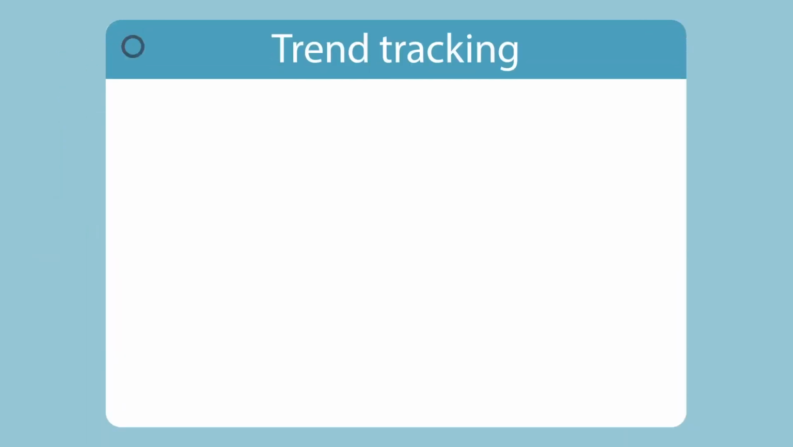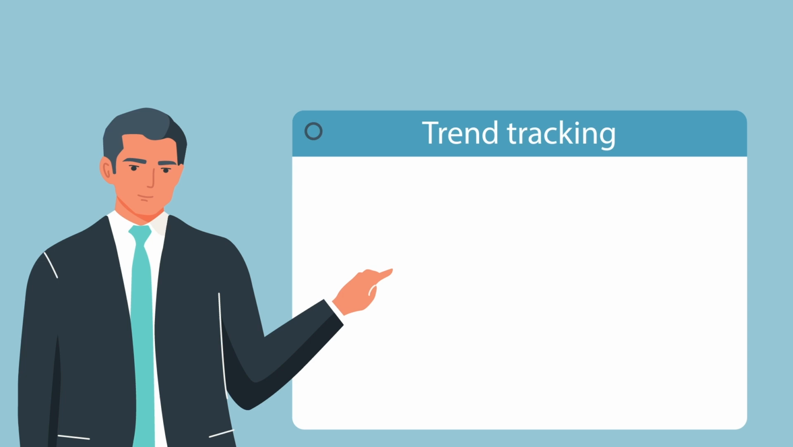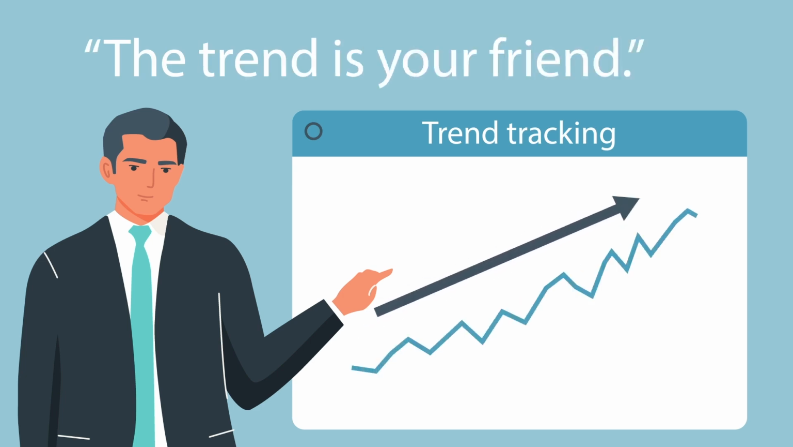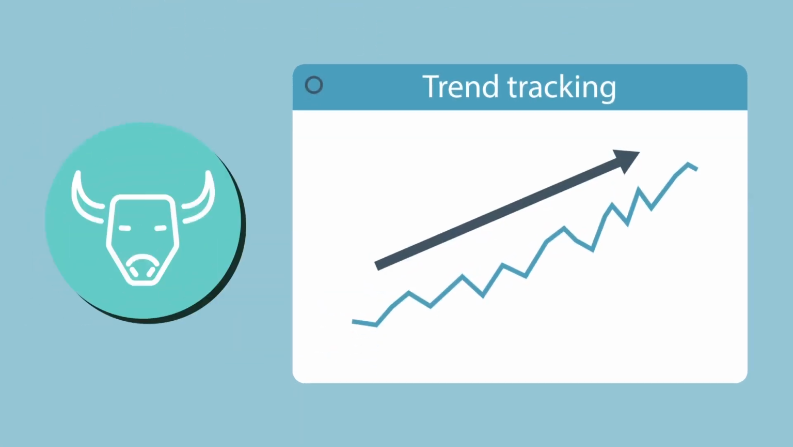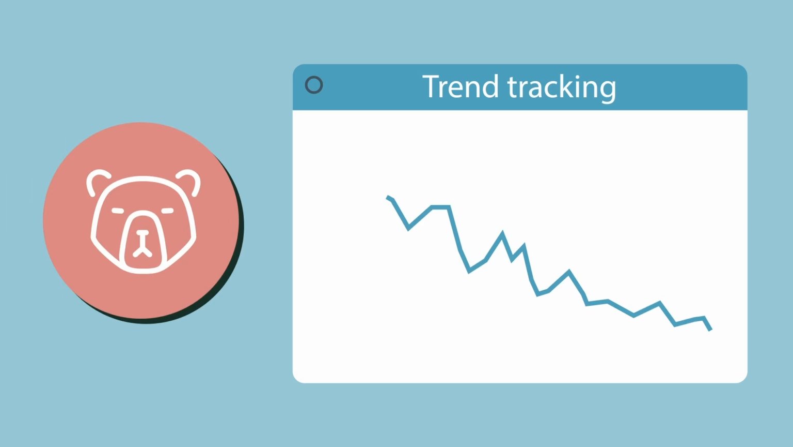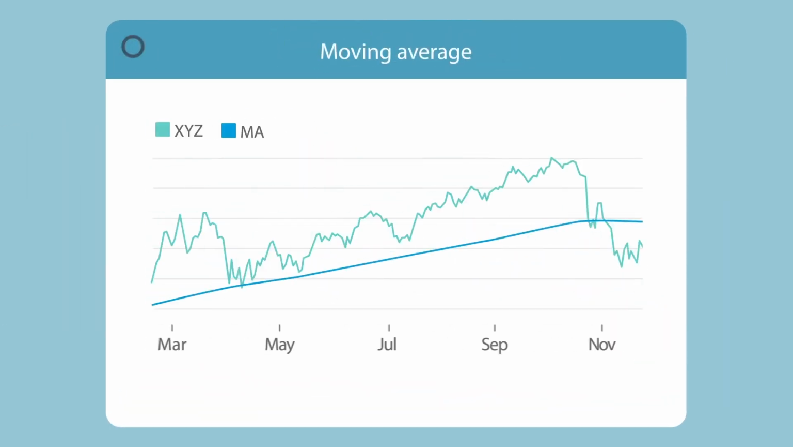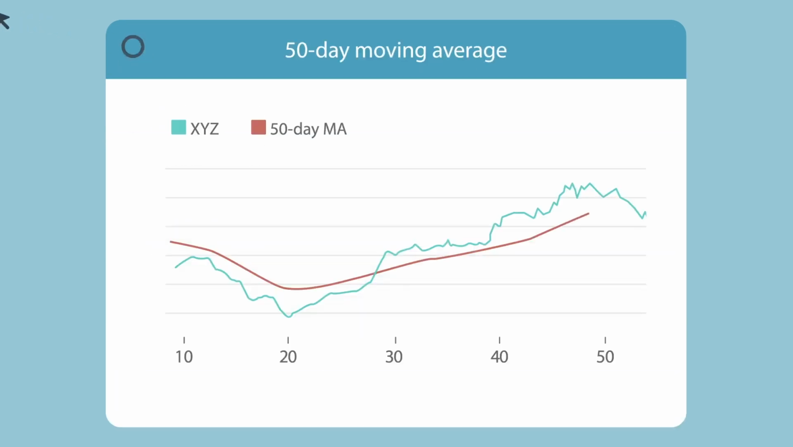We'll start with trend tracking indicators. One of the basic tenets of technical analysis is the trend is your friend. This means a trader should consider using bullish strategies in uptrends and bearish strategies in downtrends. One of the most common trend tracking indicators is moving averages. A moving average tracks a security's price over a certain time period and plots it on a graph. For example, the 50-day moving average takes the average closing price for the previous 50 days and charts it.